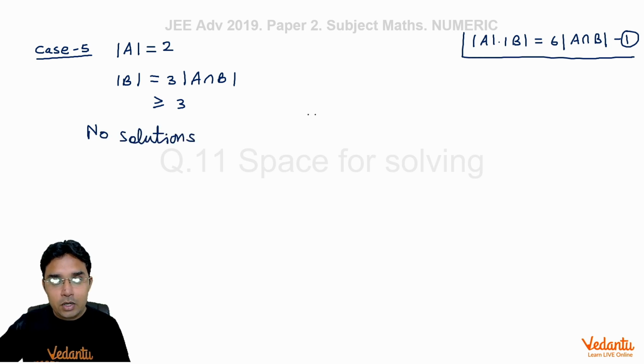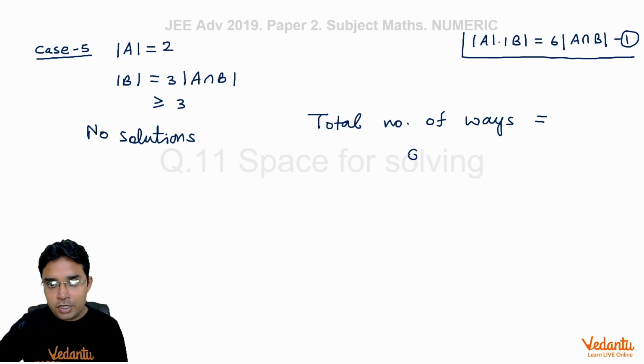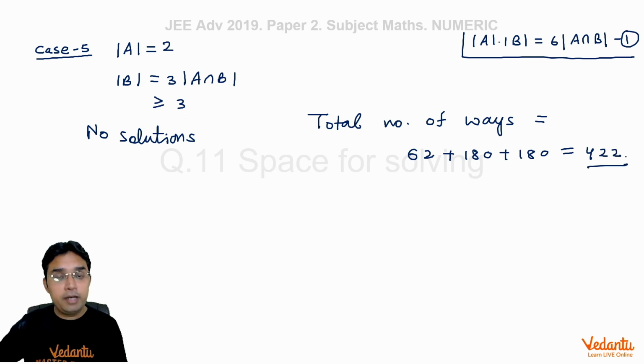So you can say the grand total number of ways to select A and B, we just have to add all those answers we have got: 62, 180 and 180. 62 plus 180 plus 180, and this comes out to be 422. So this is the final answer.